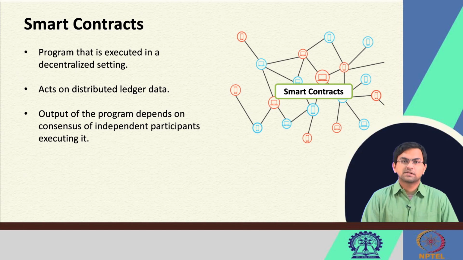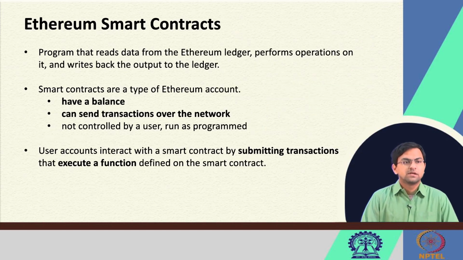These smart contracts instead are executed independently by the different participants of the blockchain network, and the successful execution of a smart contract depends on the consensus of these participants. So in Ethereum network specifically, the smart contracts are programs which read data from the Ethereum ledger, and they can do some operations on this particular data and then write it back to the ledger. So the results will be committed back to the Ethereum ledger data.